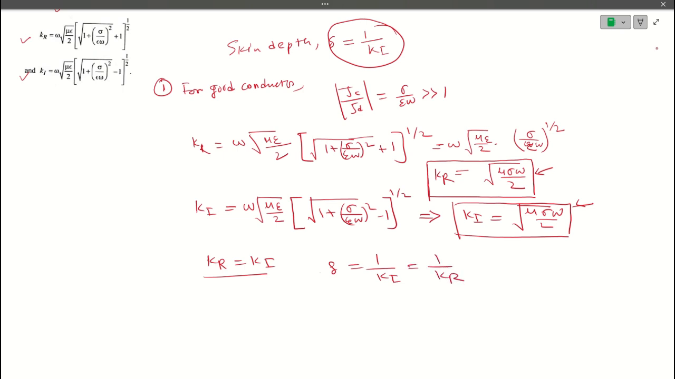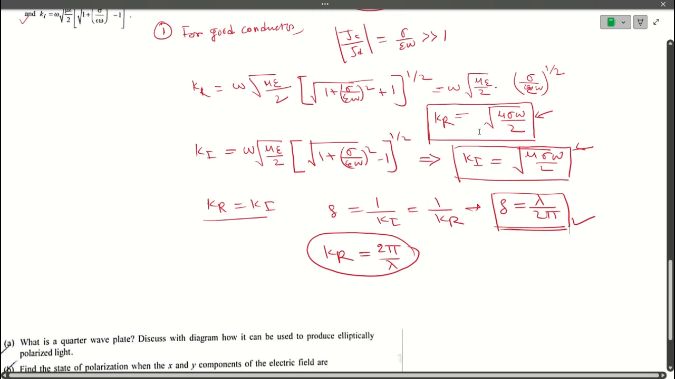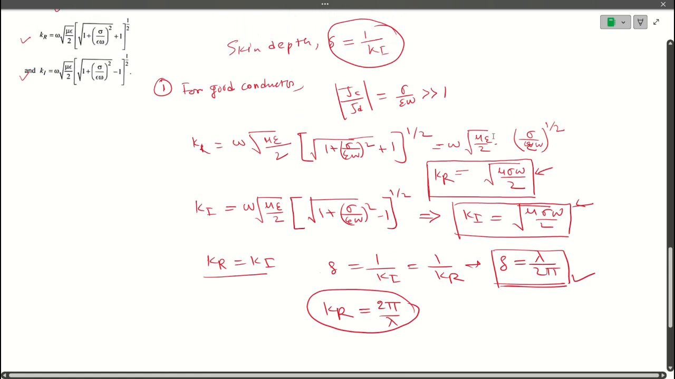Now Kr is the propagation constant, and the propagation constant is defined as 2 pi by lambda, where lambda is the wavelength of the EM wave. Therefore, for good conductor the skin depth is nothing but lambda by 2 pi. Similarly we can show it for poor conductor.